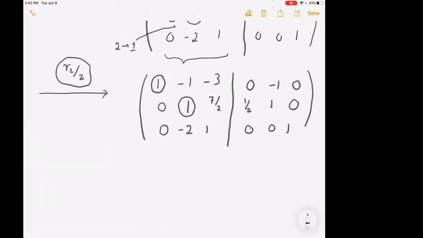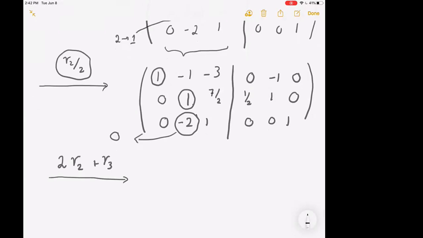What do I need to do next? Well, I want to get rid of this minus 2. I want to turn the matrix element in the third row and second column into 0. So the way to do that is to take a Xerox copy of row 2, multiply it by the number 2, and add that to row 3. So what should I get?